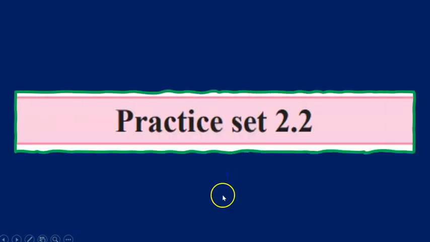And in this way, we have completed all the solved examples and theorems. Now let us start practice set 2.2.